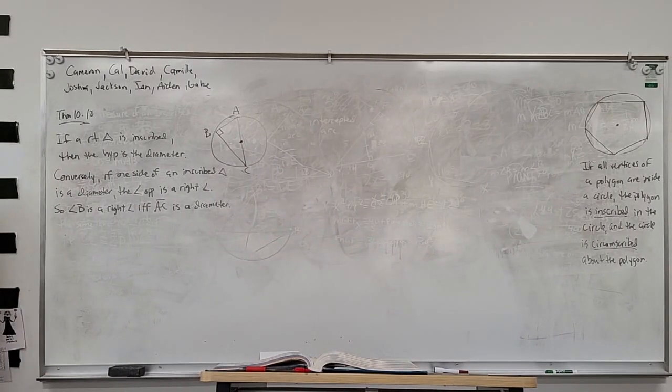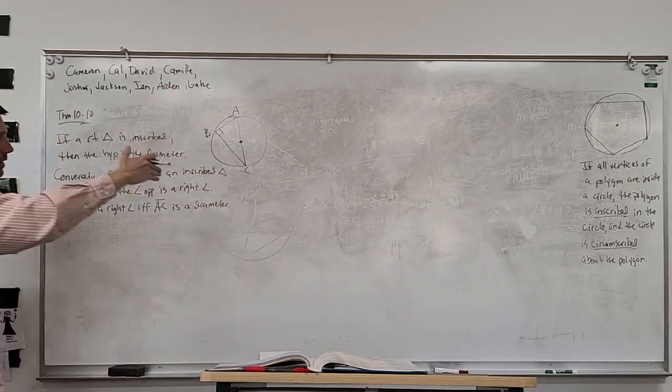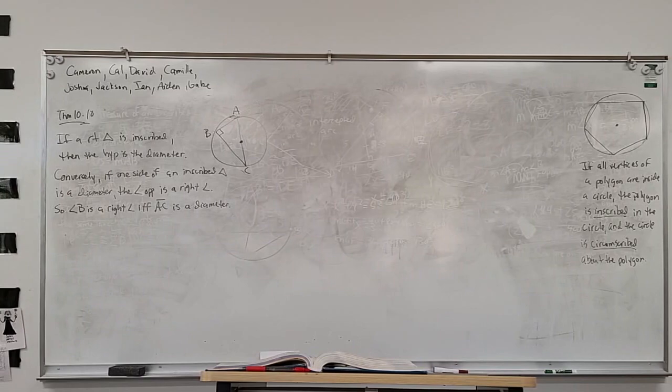Does that make sense? Just kind of spelling that out, right? I could give you a circle and an inscribed triangle, and if you could prove that one of the sides went through the diameter, then you would know that triangle was a right triangle, and you'd know which angle was the right angle.